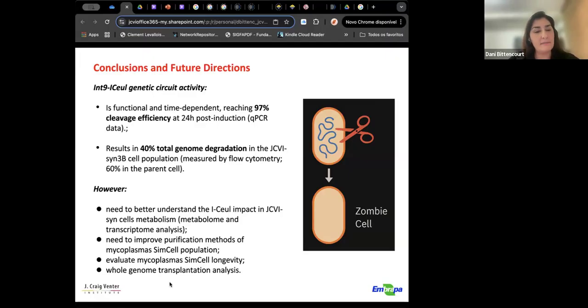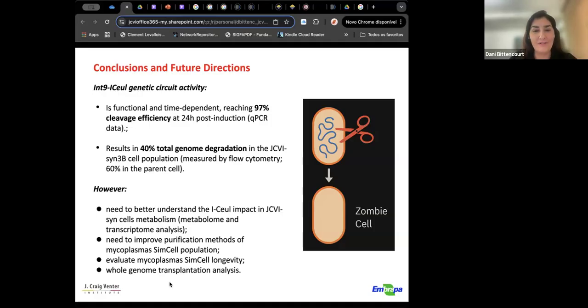So what are we actually doing at this moment? Well, we needed to better understand the impact on JCVI-syn cell metabolism. So we are also performing transcriptomics and metabolomics to see which genes are being induced, what is happening inside the cell, and how the cell is surviving. I think this is one of the main questions that I would like to ask.